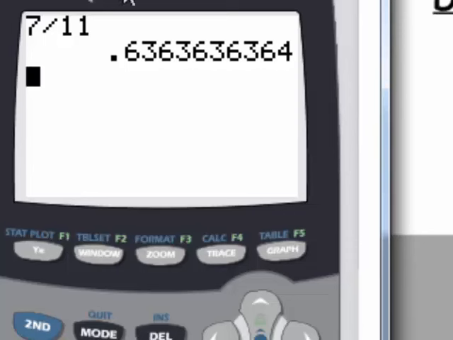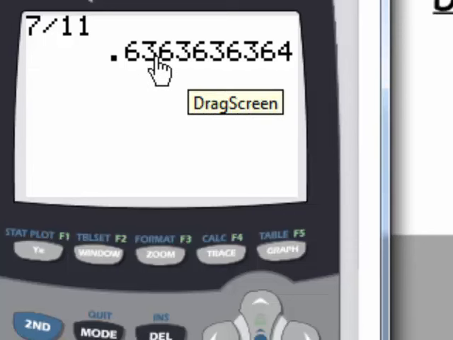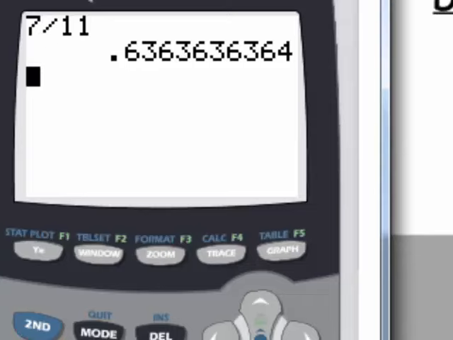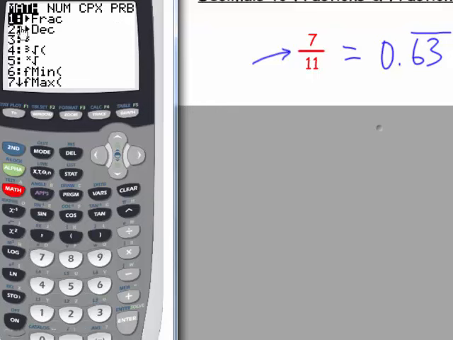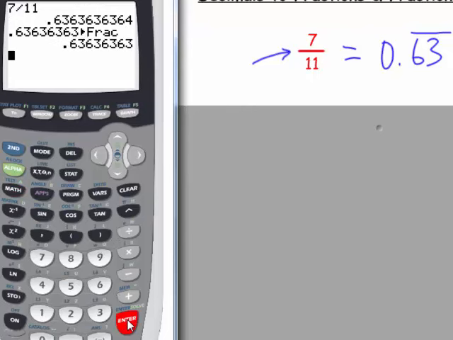Let's say I had this decimal, and I wanted the fraction. I didn't know what the fraction was. What you can do is type that decimal in, 63, 63, 63, 63. I could do it a bunch of times. Then I want to convert that to a fraction. There's this math button over here. You click on your math button, and now you have two options: change to a fraction, and change to a decimal. I want to change it to a fraction, so I'm going to select that and hit enter. Oh, it didn't quite work out.